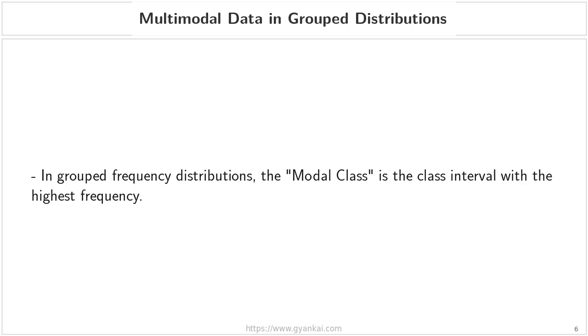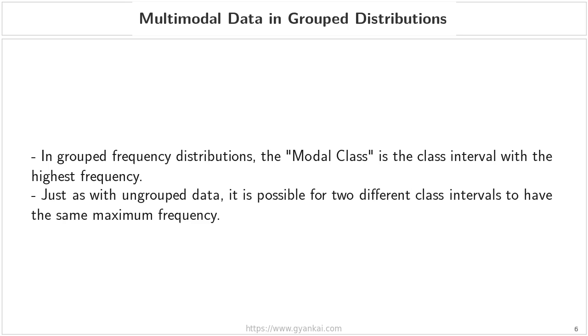Multimodal data in grouped distributions. Now, so far, we have been looking at ungrouped data, like the individual shoe sizes we just analyzed. But let's expand our view to grouped frequency distributions. In these types of distributions, instead of looking at single numbers, we look at ranges or class intervals. In this context, we identify the modal class, which is simply the specific class interval that contains the highest frequency.